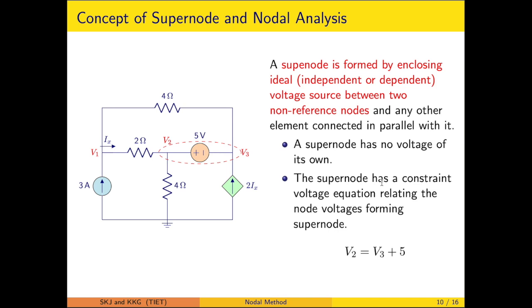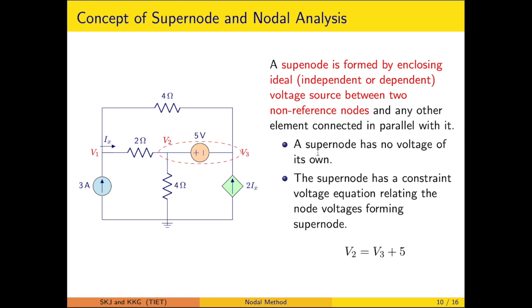Now this is the concept of a supernode, which is a special one, and this question arises when there is a presence of an ideal voltage source between two non-reference nodes. So how do we solve it? This is one case where the voltage source is indicated in this diagram. Another case is if there is a voltage source and a parallel arrangement; that is also to be taken as a supernode. So how is it defined? A supernode is formed by enclosing an ideal voltage source between two non-reference nodes and any other element connected in parallel with it.